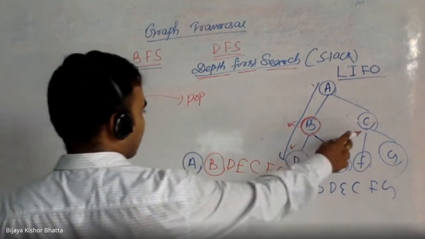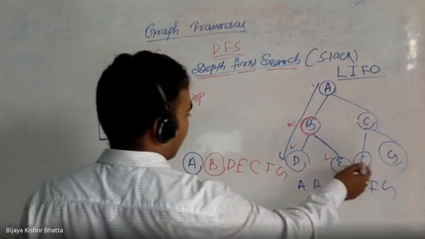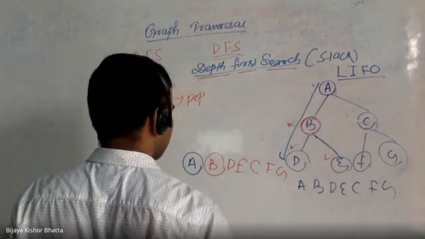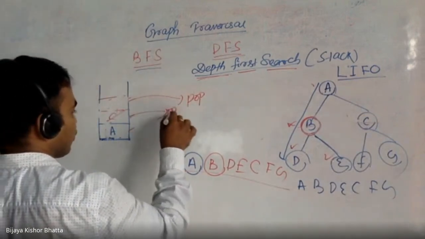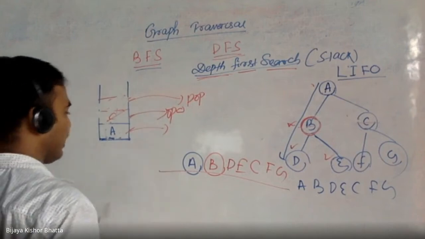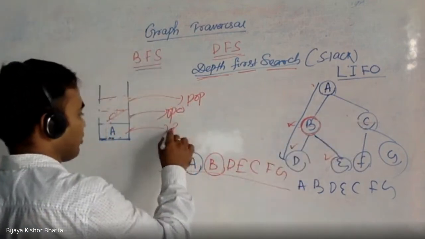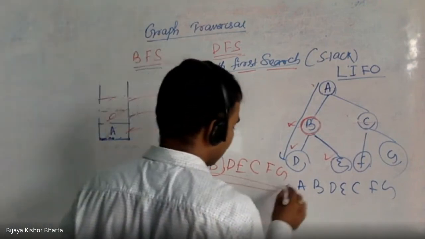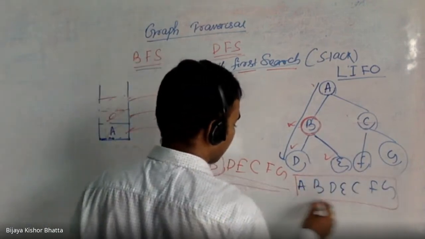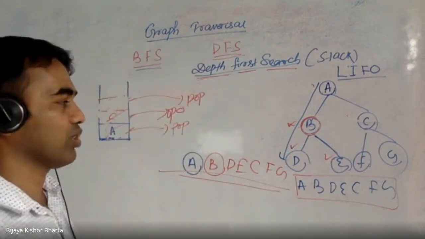I'll ask C whether you have any adjacent node. No, all of F, G and A, all the adjacent nodes are completed. So we'll pop C, and again I will go to A. For A also, B and C are adjacent and they are completed, so now I'll pop this. Now the stack is empty, so I'm done. That means this is the sequence, which we also found earlier. So this is how depth first search works.